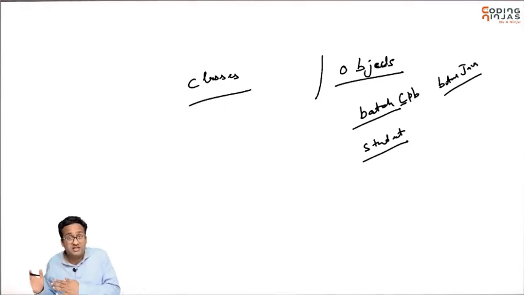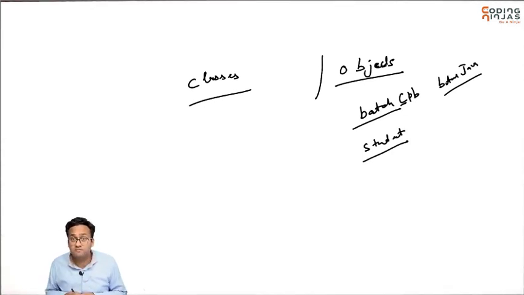Now all these batches will be very similar. They will have similar kind of data with them, they will have similar kind of functionality, right? So they will be very similar to each other. Similarly, each student will have a name, each student might have a roll number, and so on, right? So students will be similar as well.